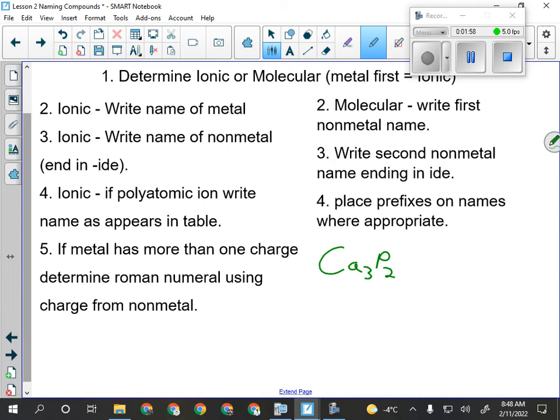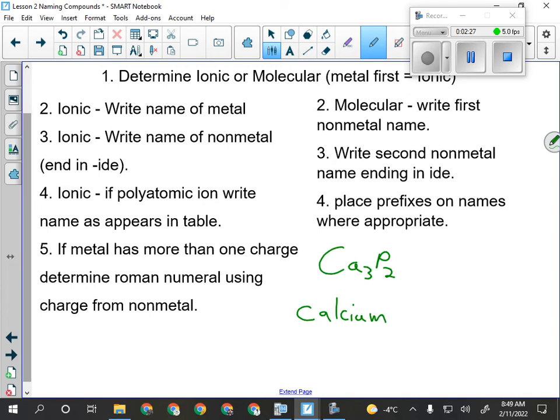So what I need to look for is if there's a metal listed first. If there's a metal listed first, it's ionic. Is calcium a metal? It is. So this is an ionic compound. Now I go over to the ionic side and follow the rules here. It says write the name of the metal. Third step, write the name of the nonmetal. Make sure it ends in "ide."